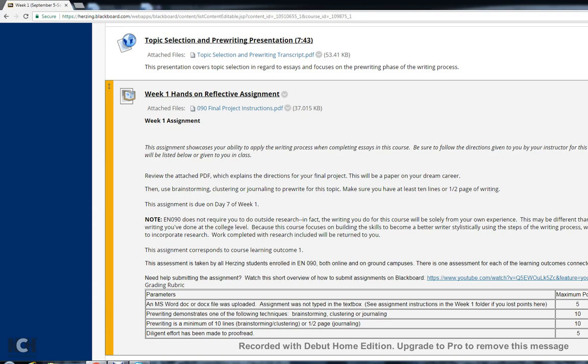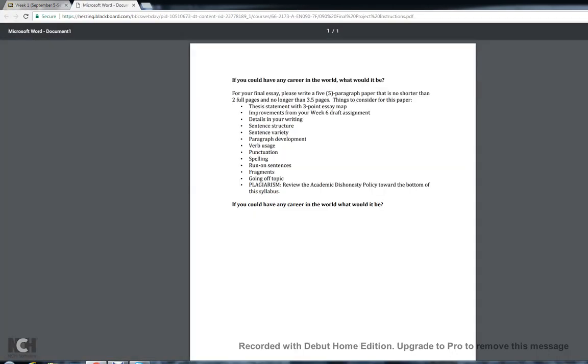But what you're being asked to do is, first of all, look at the topic and become familiar with what you're being asked to do, which is for your final essay, again, not due during Week 1, but later in the term. Please write a 5-paragraph paper, no shorter than 2 full pages, no longer than 3.5 pages. And it gives you some things to consider, including thesis, and these are things that we're going to go through all semester. Details in your writing, sentence structure, variety, etc.